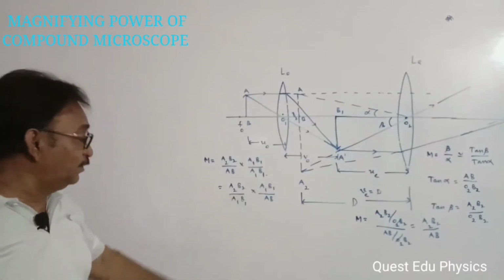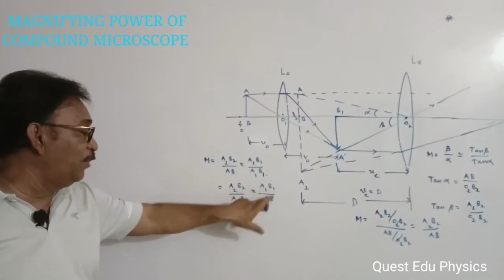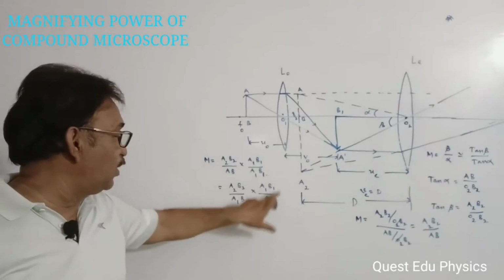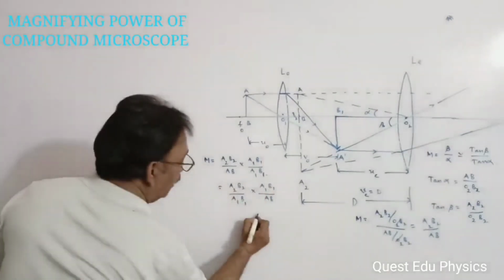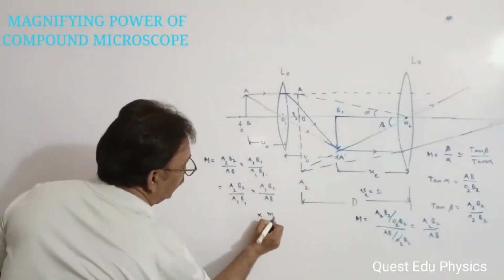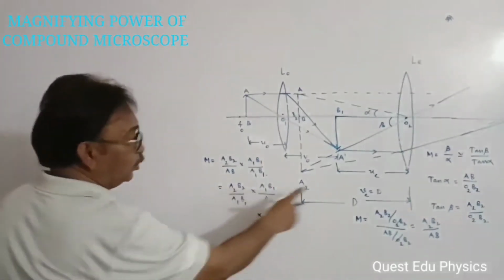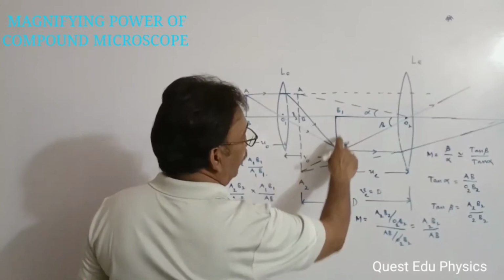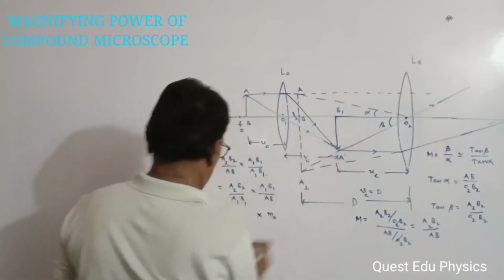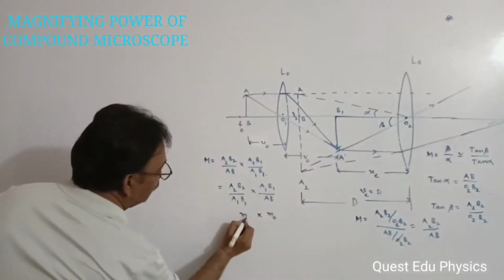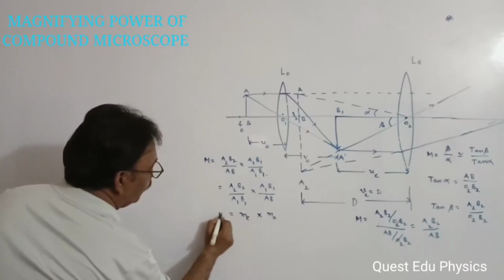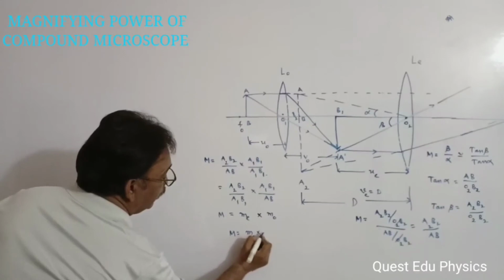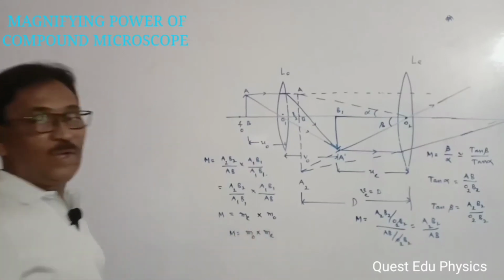Here you have learned that A1B1 by AB is the magnification of the objective, and A2B2 by A1B1, with A1B1 as the object, is the magnification of the eyelens. M is equal to MO into ME. Okay, students.